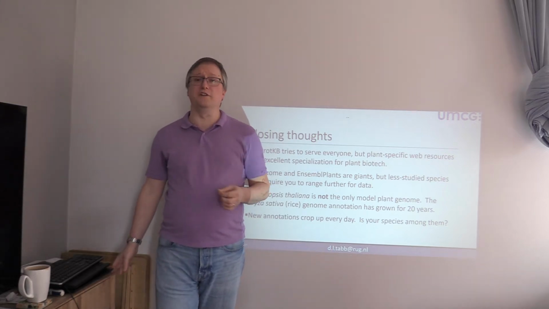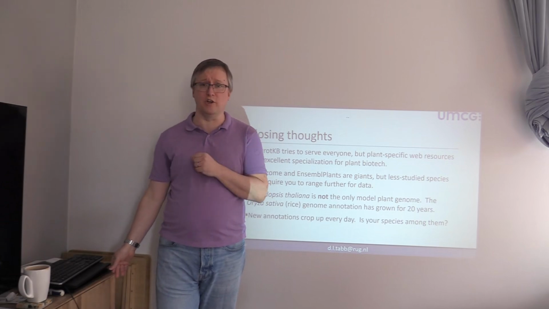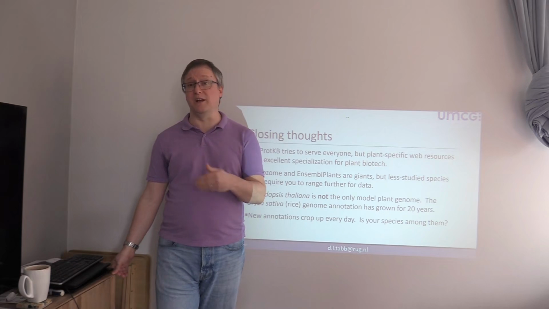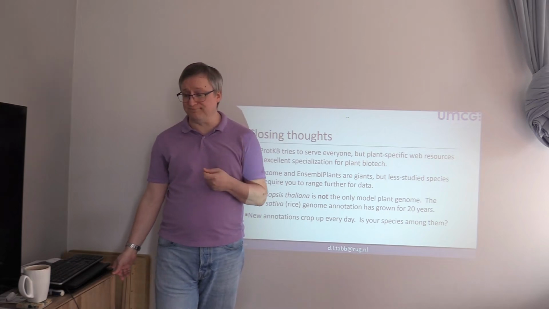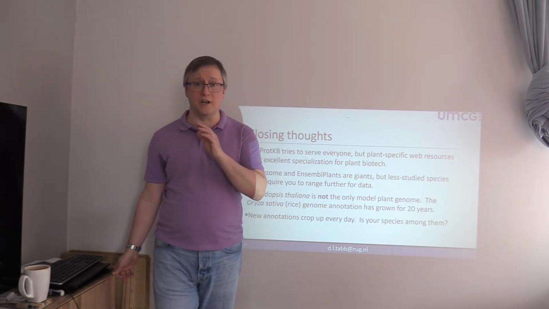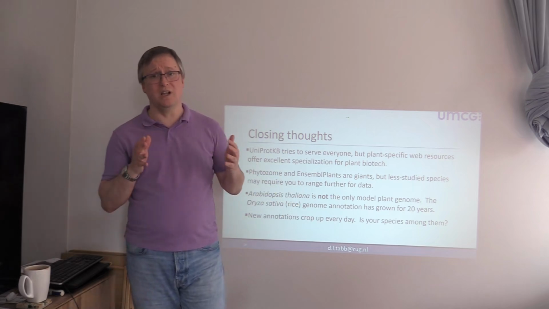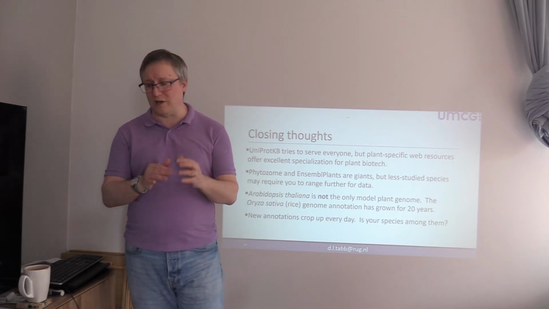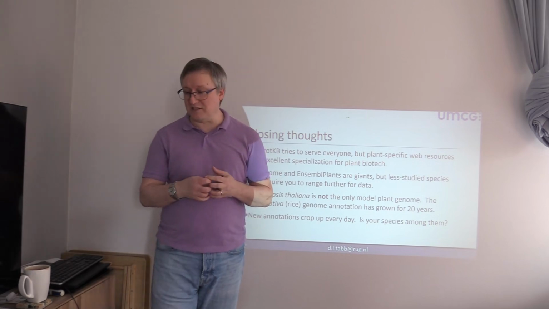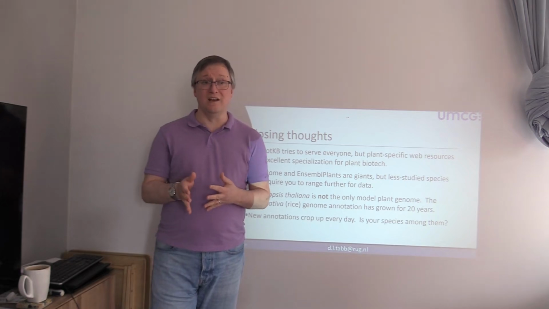You should not fall into the trap of thinking Arabidopsis thaliana is the only model plant genome. Certainly if you're working in cereals, you should probably be thinking about rice as your model as well. And I would point out that the rice annotation is not a new kid on the block. They've been working on this now for 20 years, so I think it's definitely worth your while to look at the solid annotation information available for that species. So new annotations crop up every day.